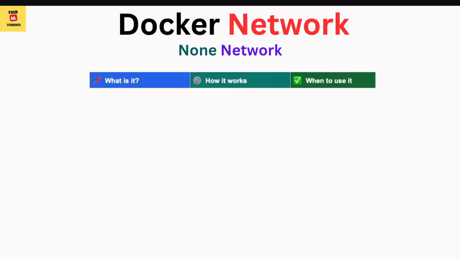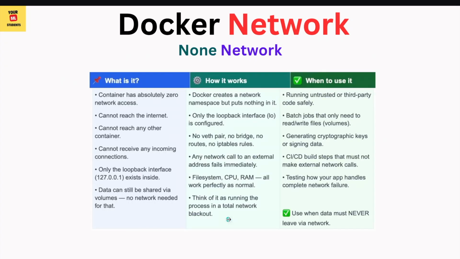Now let's talk about the none network. What is the none network? The container has absolutely zero network access. No one can access it. It cannot reach the internet, cannot reach any other container. It cannot reach anything and cannot receive any incoming connection. Only the loopback interface, localhost, exists inside. Data can still be shared via volumes. No network is needed for that.